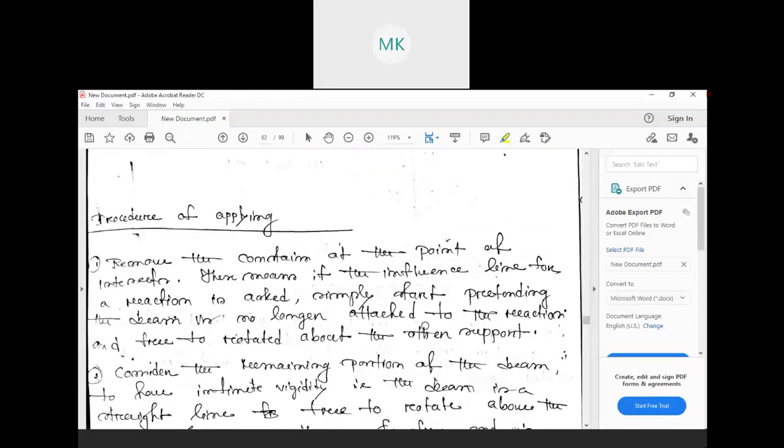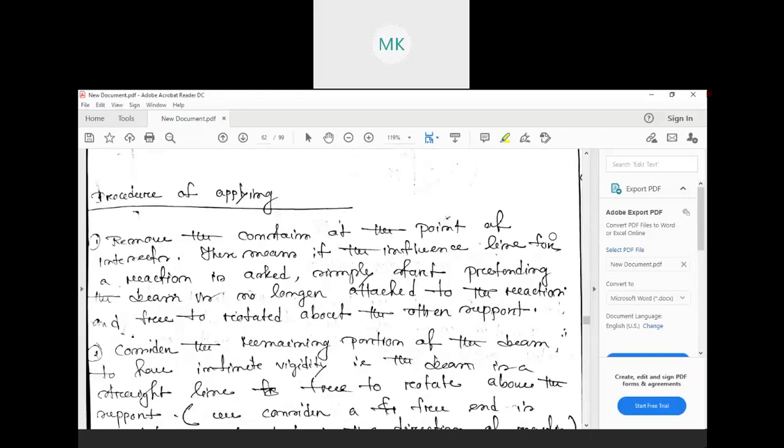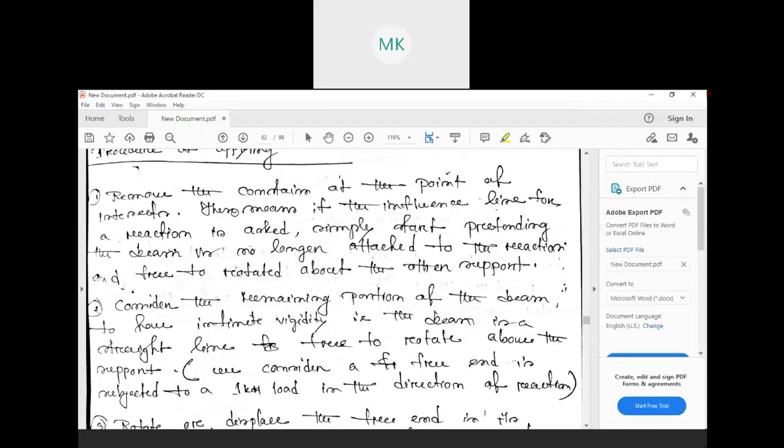Okay. So we will go for finding the ILD for determinate and indeterminate beams. For that, there are a few points we need to remember before that. So let's go through these points before going to the main topic. There are a few points. First is remove the constraint at the point of interest. This means if the influence line for a reaction is asked, simply start by pretending the beam is no longer attached to the reaction and is free to rotate about the other side.